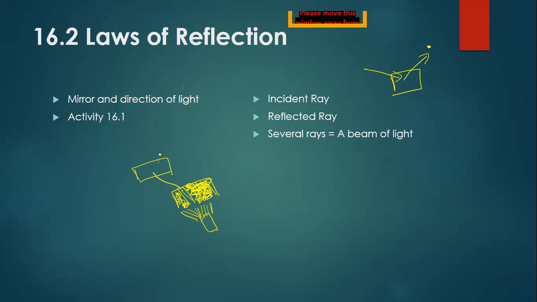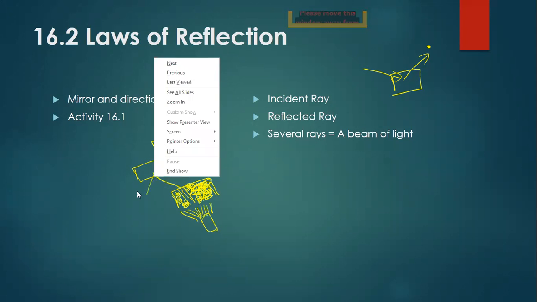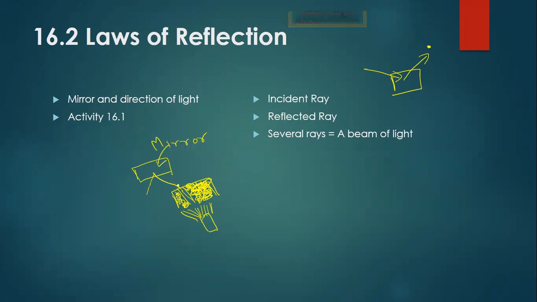It will get imparted on this object. Let's call it a mirror. So when it falls on the mirror, you can see that the mirror will reflect the light, right? So a beam or a ray of light will get reflected from the mirror.